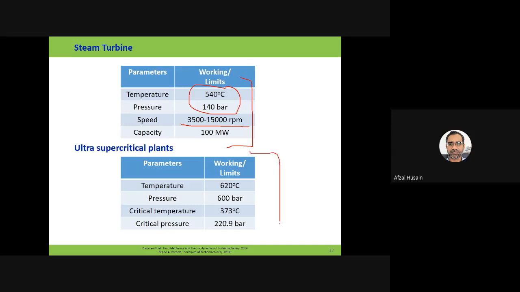And this is an ultra high power producing plant. So the temperature is very high, and the pressure is also very high, 60 megapascal, which is very high pressure for a steam turbine. Sorry. And then this is the critical temperature and critical pressure for a steam turbine.